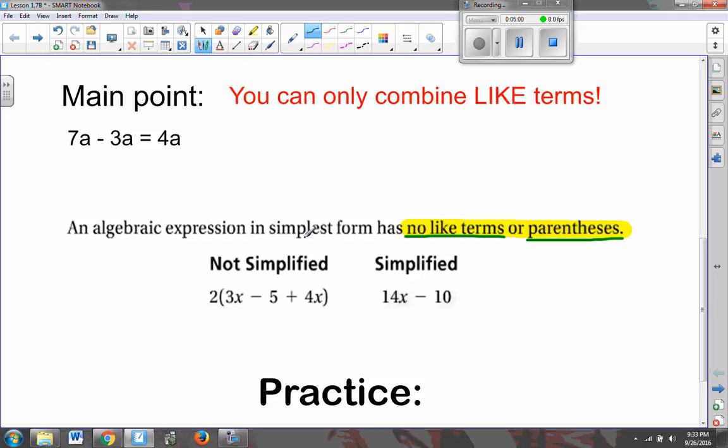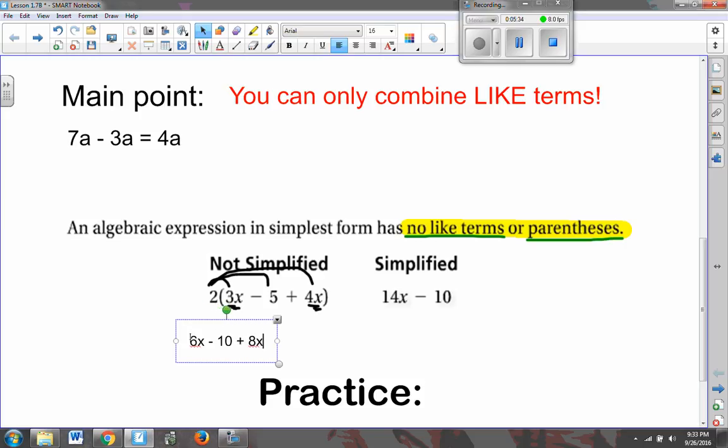So we can see here an example of something that's not simplified, because not only do we have parentheses around all of this, but we have 3x right here, and we have 4x right here. Those are like terms, so we need to combine them. The way we would combine these is first do the distributive property to get rid of the parentheses, and yes, we can do the distributive property to 3 pieces. What we end up with then is 2 times 3 is 6x, and then we have minus 2 times 5, which is 10, and then plus 2 times 4, which is 8x.